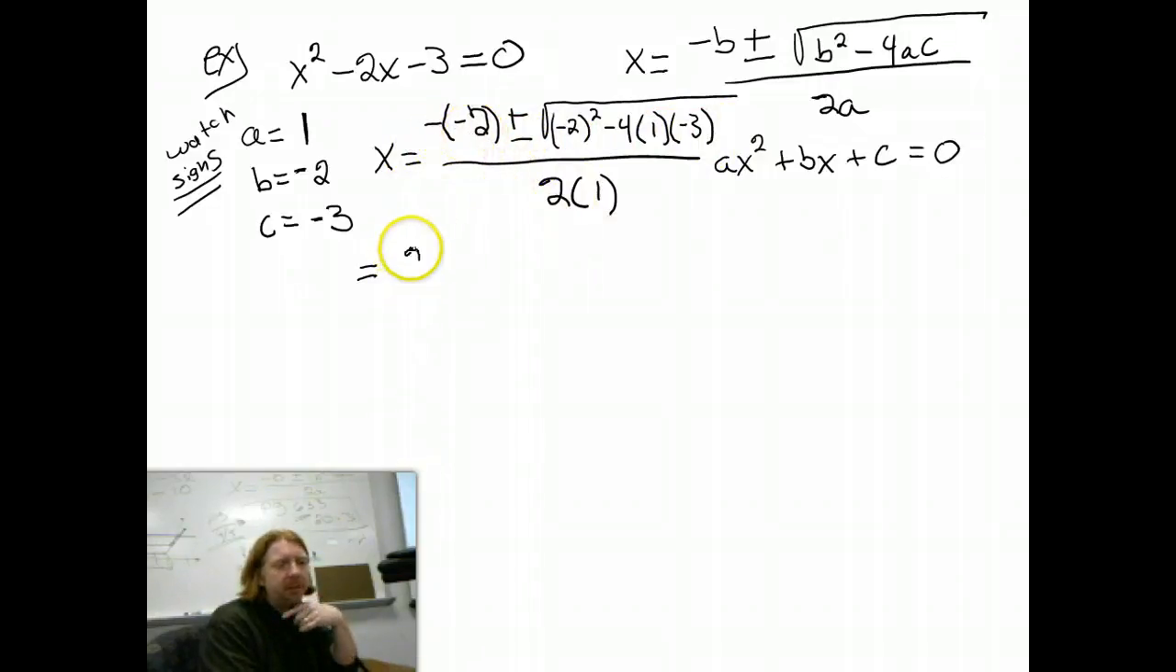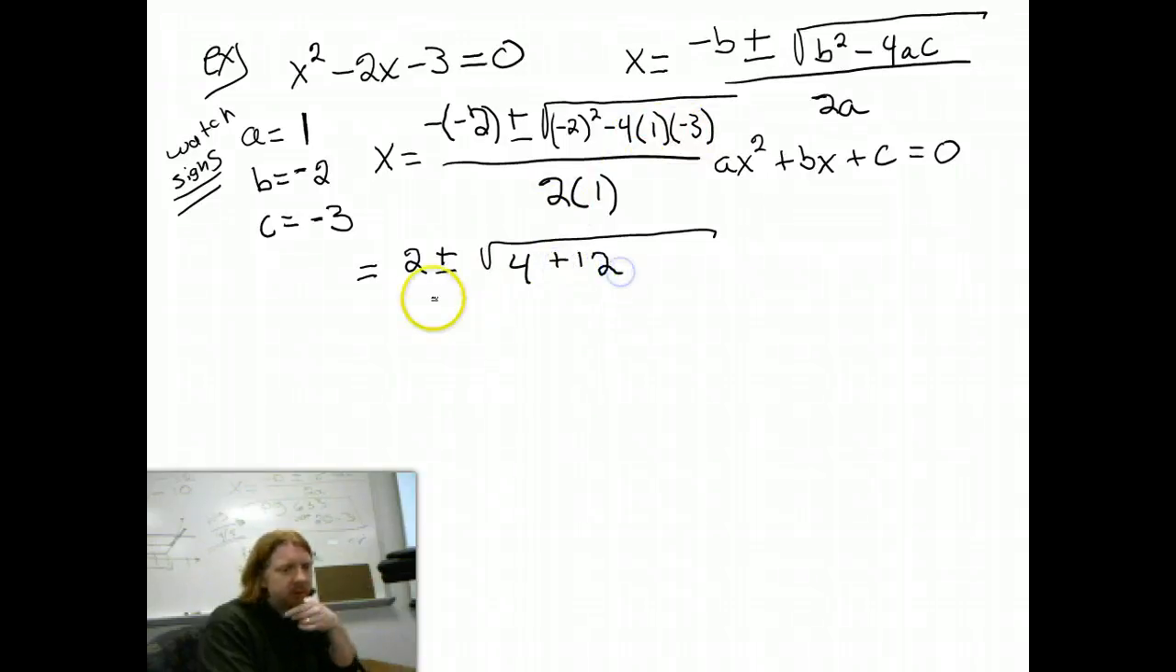Positive. So that becomes a 2 plus or minus square root. Negative 2 squared is positive 4. Negative 4 times 1, times negative 3? 12. All of that divided by 2 times 1, which is 2.